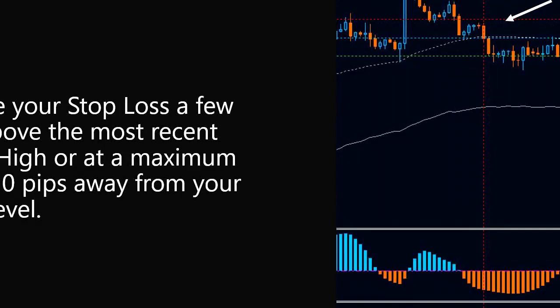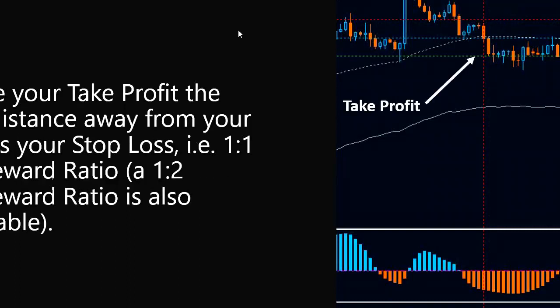I would usually place it at the swing high, but if the swing high is far away, as in 50 pips away, then I would limit it to a maximum of 20 to 30 pips away from your entry level. So for example, that's where I'd set my stop loss as indicated in the image. And then we'd place our take profit again, the same distance away from the entry as the stop loss. Equidistant at 1-to-1 risk reward ratio. And you can see an example of how that would have played out there.